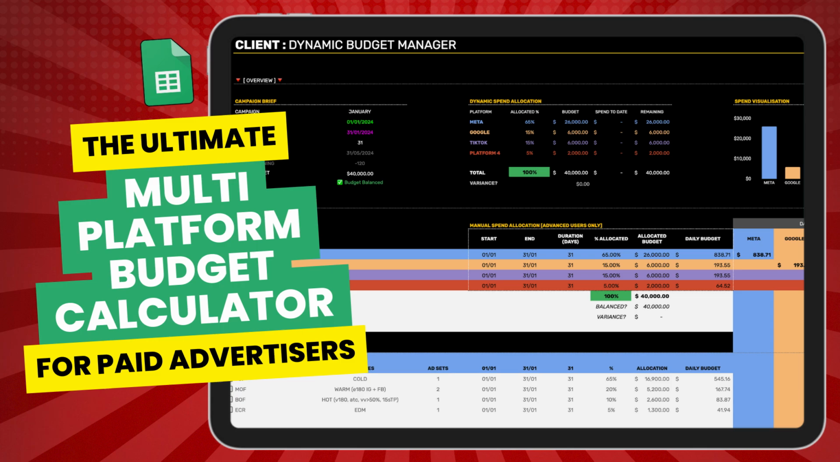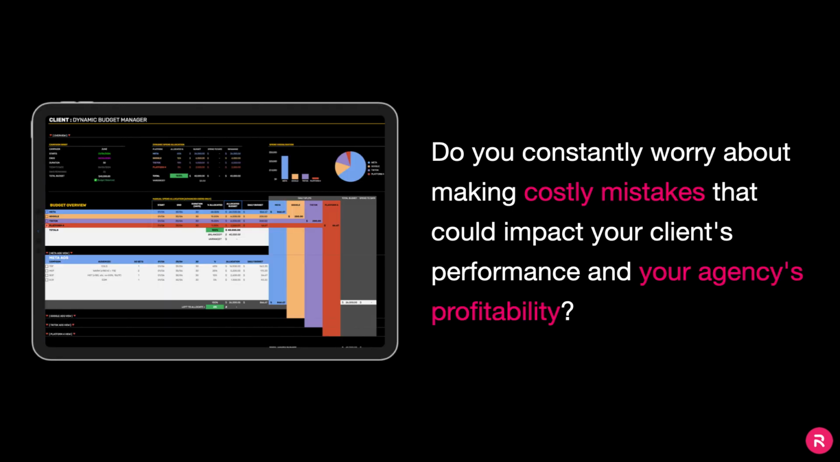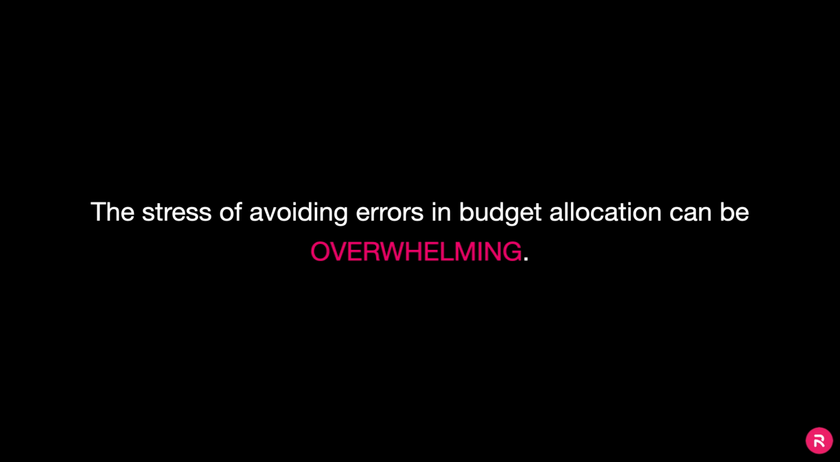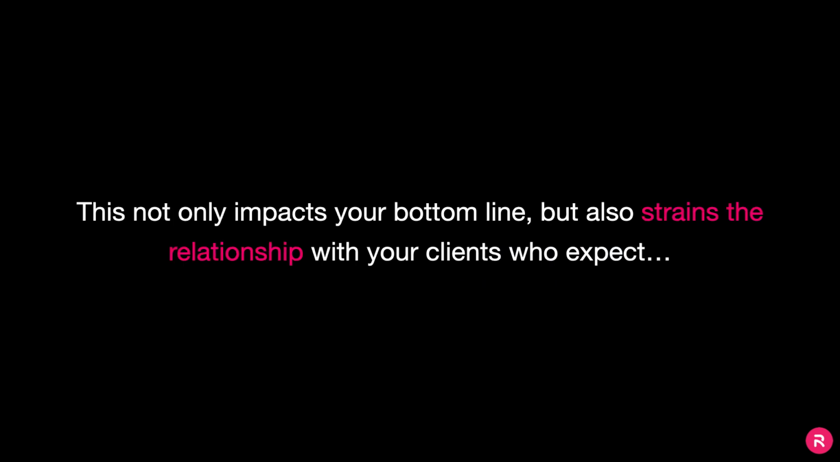Are you tired of juggling endless spreadsheets, trying to manage advertising budgets across multiple platforms like Meta ads, Google ads, TikTok ads, and more? Do you constantly worry about making costly mistakes that could impact your client's performance and your agency's profitability? The stress of avoiding errors in budget allocation can be overwhelming. One wrong move and you're faced with over or underspending, leading to wasted budgets or underperforming campaigns. This not only impacts your bottom line, but also strains your relationship with your clients who expect profitable return on ad spend from all of their paid ads.